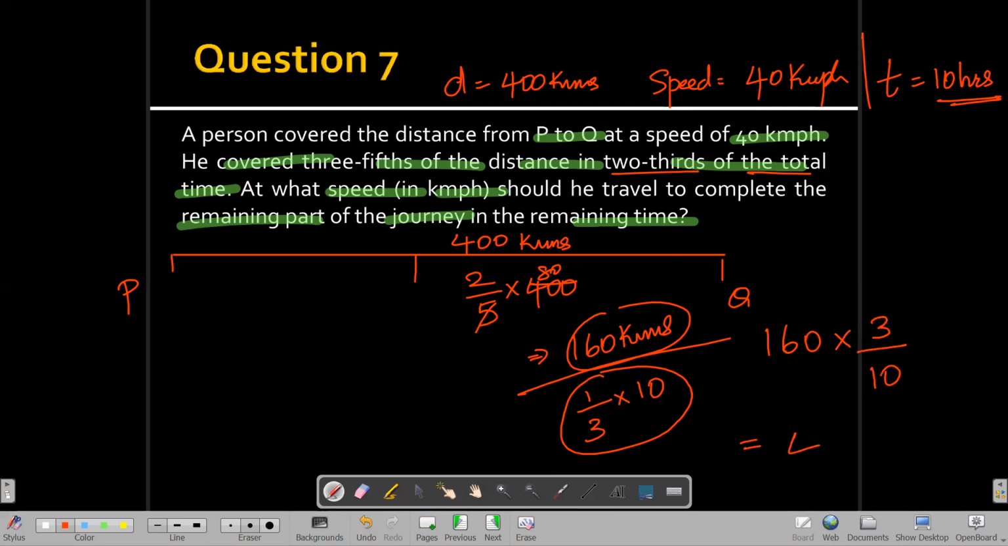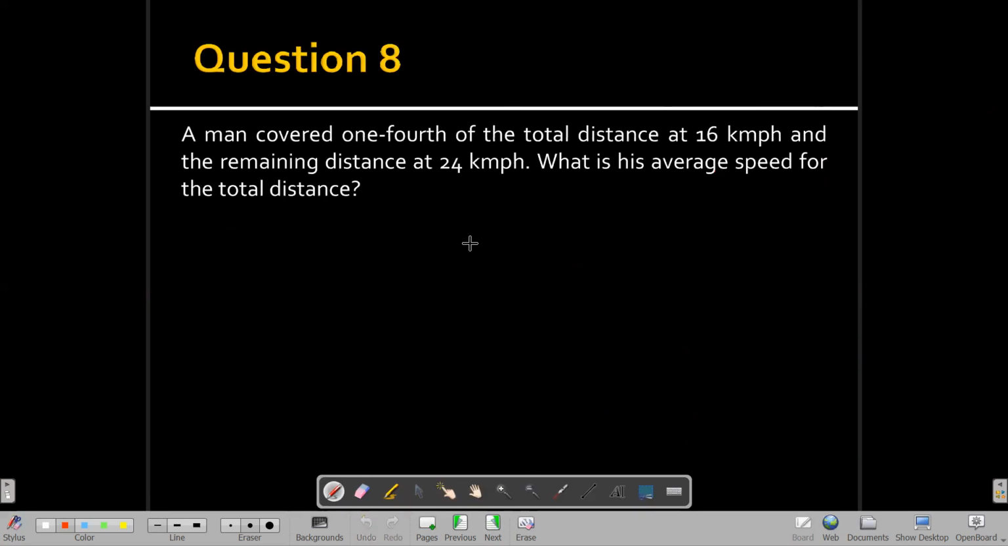And you will get the answer here as 48 kilometers per hour, which means the remaining distance, 160 kilometers, he should be covering at the rate of 48 kilometers per hour, so that overall what is mentioned in the question is getting satisfied. So 48 kilometers per hour will be the answer in this case. Let us now go to the next question.